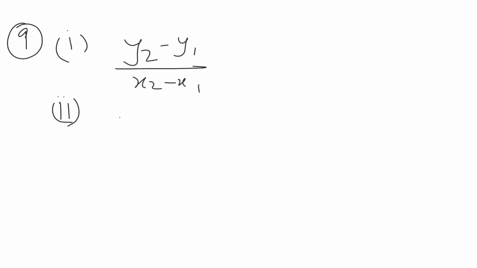Question number 9, first and second problems: you just have to write down the slope. The slope formula over here for questions 1 and 2 is y2 minus y1 upon x2 minus x1. This is basically the same thing which we did for the first exercise, so it's not very difficult.